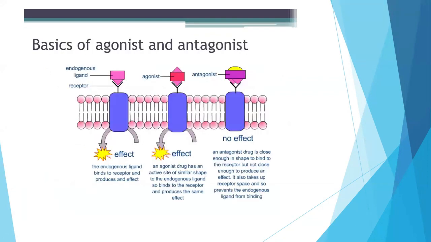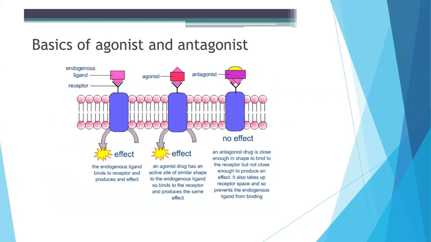Now, talking about the basics of agonist and antagonist. The endogenous ligand binds to the receptor and produces its effect. An agonist drug has an active site of similar shape to the endogenous ligand, so it binds to the receptor and produces the same effect. Whereas an antagonist is the opposite, that is, it inhibits or blocks the effect. An antagonist drug is close enough in shape to bind to the receptor, but not close enough to produce an effect. It also takes up receptor space and so prevents the endogenous ligand from binding.